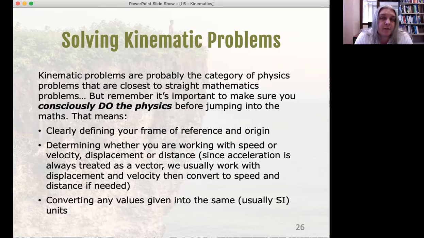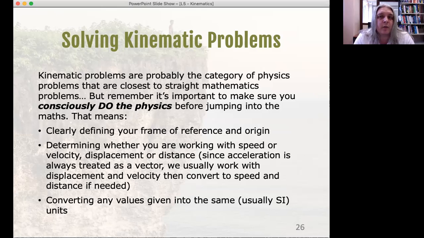Sit there and define your frame of reference, define your origin, figure out which way is positive, which way is negative, which coordinates you're working in, whether you're in one dimension or in two dimensions, in which case you need to have two sets of all these equations, one for each dimension and so on. And then figure out whether you're working with vectors or scalars. Have you got speed or have you got velocity? Have you got displacement or distance? Remember, acceleration is always a vector, but when you've got speed, then that gives you the magnitude of acceleration. It drops off that direction. So remember to think about all of that stuff.